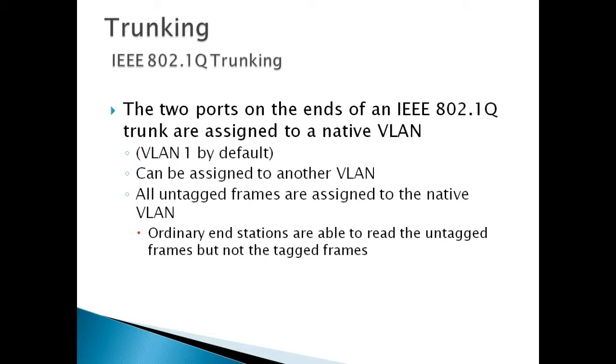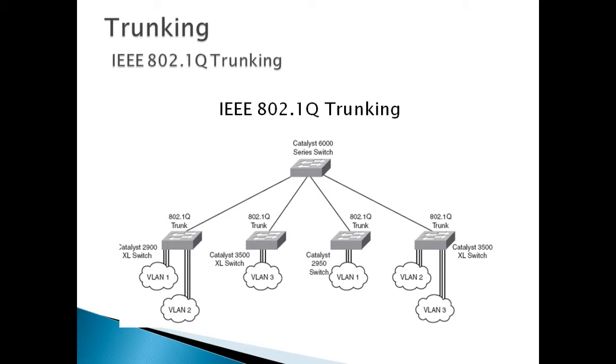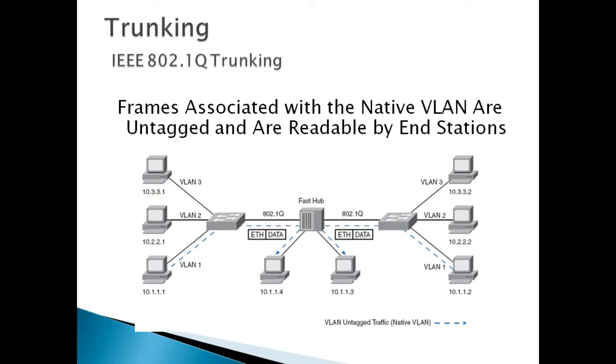The two ports on the ends of an IEEE 802.1q trunk are assigned to a native VLAN. VLAN 1 by default, but it can be assigned to another VLAN. All untagged frames are assigned to the native VLAN. Ordinary end stations are able to read the untagged frames but not the tagged frames. IEEE 802.1q trunking: frames associated with the native VLAN are untagged and are readable by end stations.